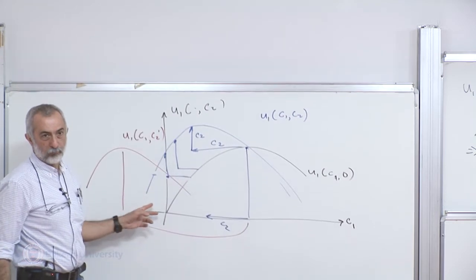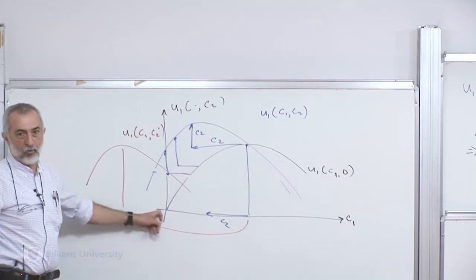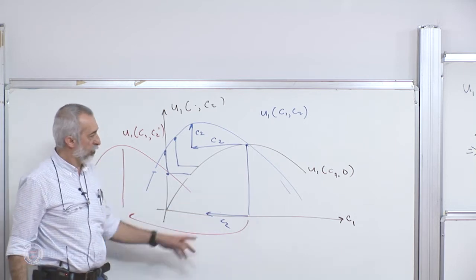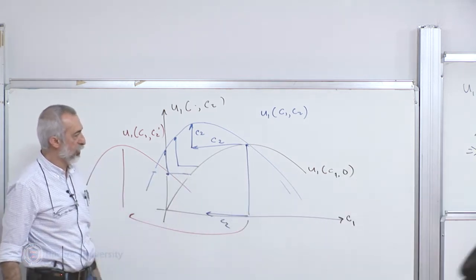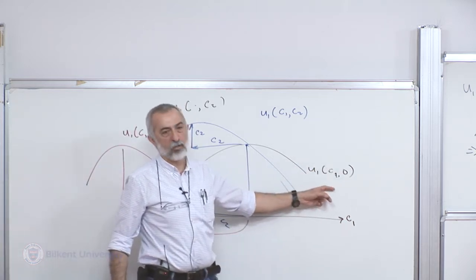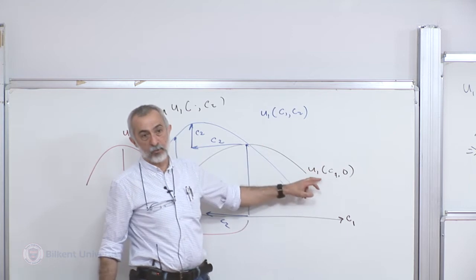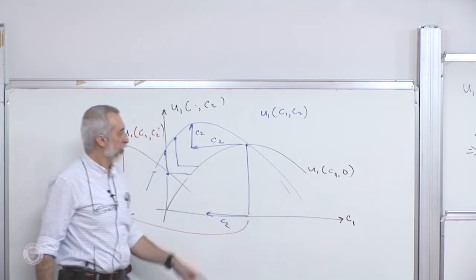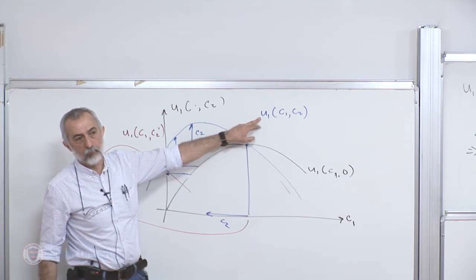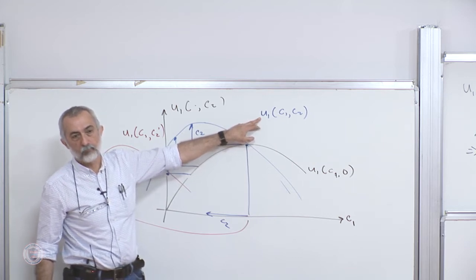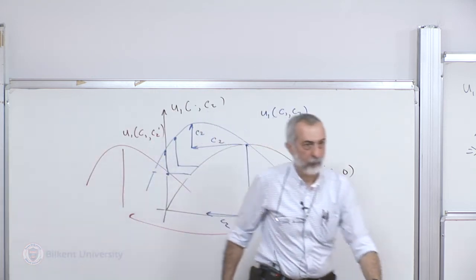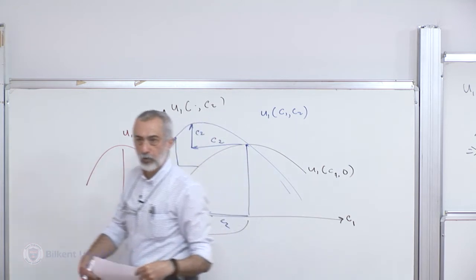So far, so good? There are certain things that we have to be careful about, but what this essentially says is that if I know the maximizer of this function over R plus, I can find the maximizer of this function over R plus. Okay? So far, so good?